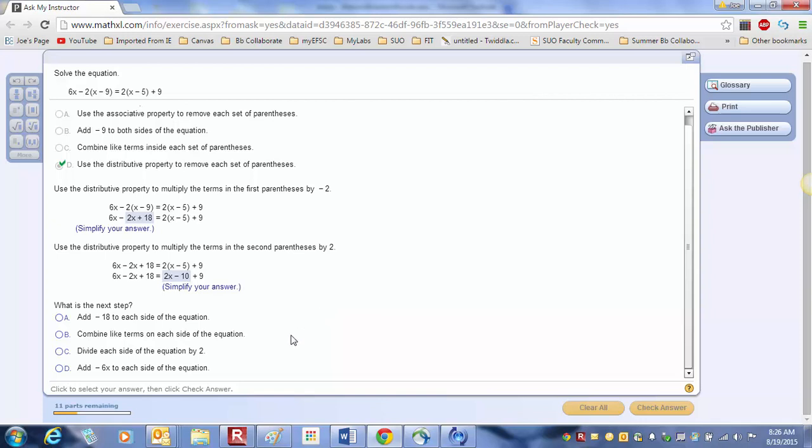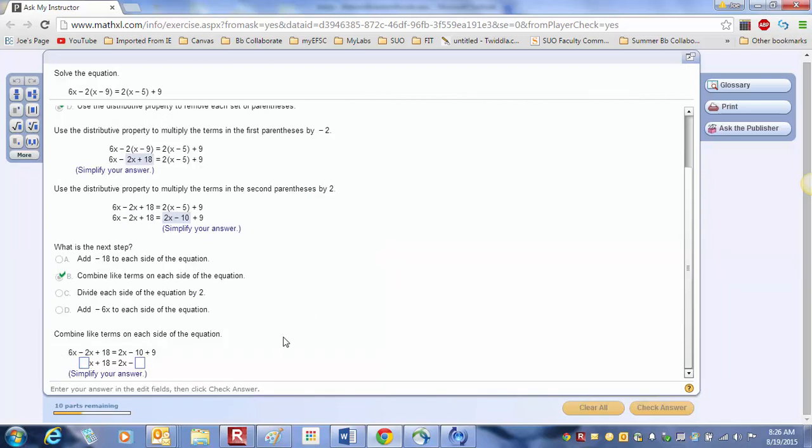Okay, what is the next step? Add negative 18 to each side, combine like terms on each side of the equation. I would like to combine like terms on each side of the equation. That way I would simplify this equation. Rather than having 6 terms, I would end up with 4 terms. And let's do that. Combine like terms on each side of the equation. Check.